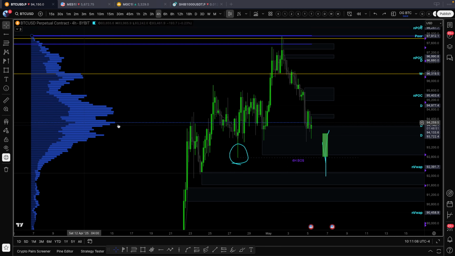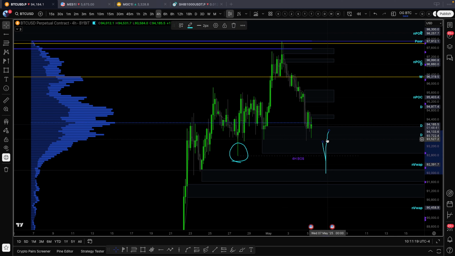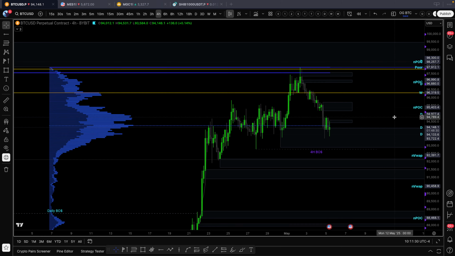We're not looking for certain indicators to give us the confirmation or to give us an area of interest. We're looking for market structure and volume to guide us the way and where the big players in the market want price to go.